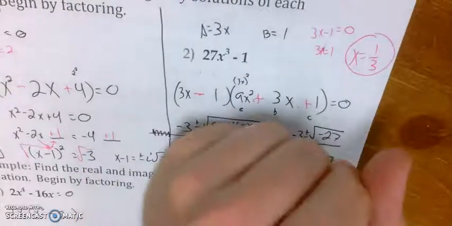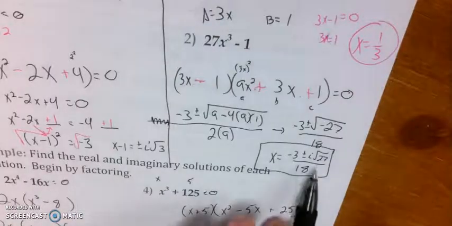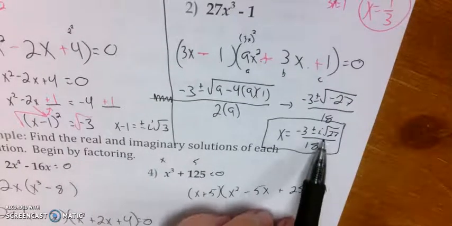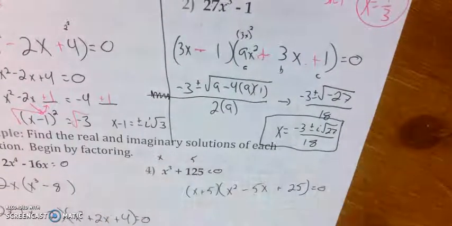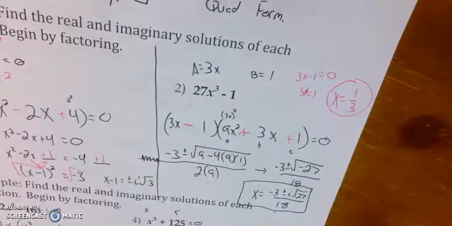Now, we could reduce this. We don't really cover it a whole lot in this class, but rad 27 does break down. If we can reduce that, that turns into a 3 rad 3. Then we can reduce the whole thing by a factor of 3. But for the time being, we can just leave that as is. There are 2 answers built into this, and then we have our third answer up here.